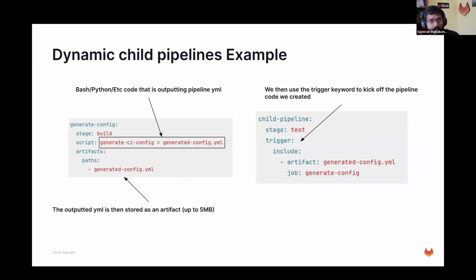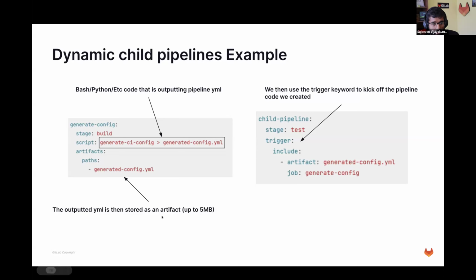Or one example, basically. And this is where you can see on the left-hand side one script which is running. This can be a script in whatever language you want. And this one can generate, in this case, a YAML file named generated config YAML file. You need to configure it as an artifact so that this file is stored as an artifact. And then you can trigger it as a downstream pipeline or child pipeline in a separate job.